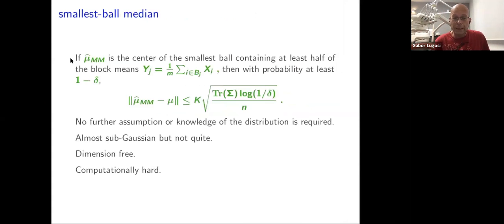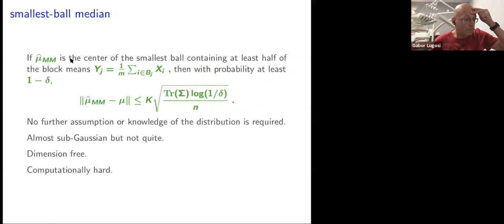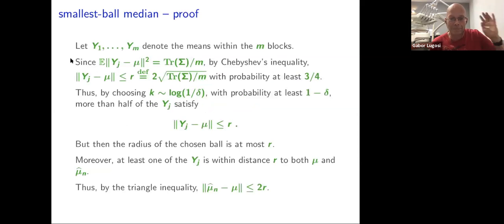Now, if you look at the smallest ball median, then it's really easy to show that this is already an infinite dimension-free statement. So the D disappears here, but this is still not quite sub-Gaussian because we would like this term to be separated from the log 1 over delta. I put the proof here, but let me skip it.